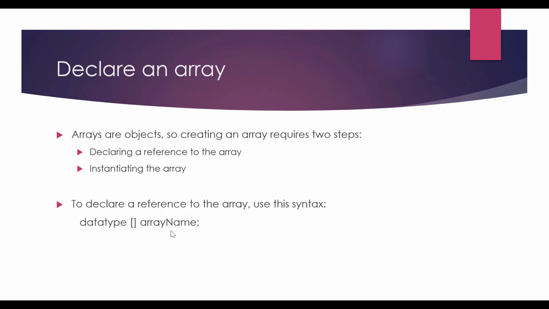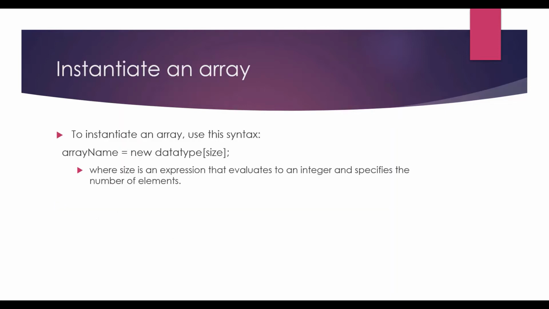Once you have the array reference, you can instantiate that array. So this array name will be equal to a new, followed by the same data type that you assigned for that array. So if it was an integer array, so new int, and then in the square brackets, you will tell me how many elements you will have in that array. So this is the size, and this is an expression that will evaluate to an integer that will tell you how many elements you have in that array.